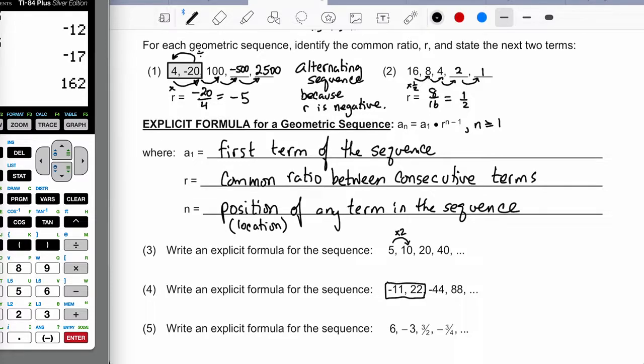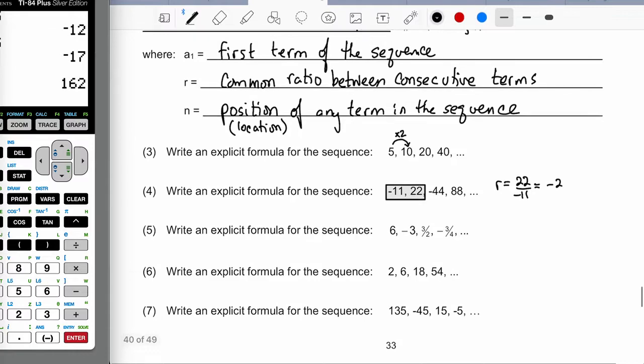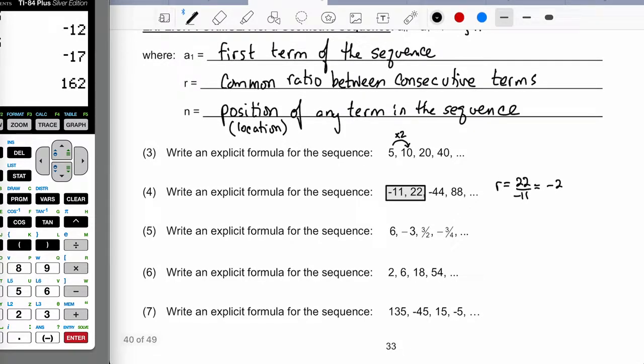So maybe that's where you do the extra work, where you say r is equal to 22 divided by negative 11, and then test to make sure that that works every time. All right, you don't have to show that test. I just recommend that you do that test. When you get into fractions, decimals, and stuff like that, then you might be more inclined to actually justify by showing the r computation.